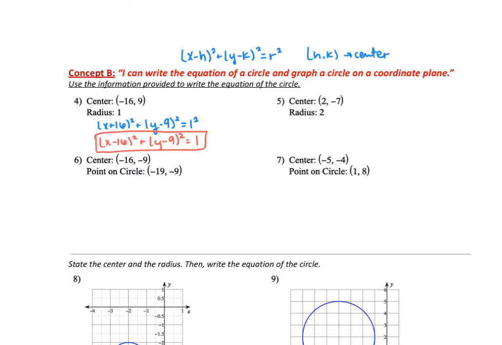All right, number 5, same thing. We're just going to plug in the center and the radius. So it's going to be x minus 2 squared, y plus 7 squared, because the sign switch, equals 2 squared. So that's going to be x minus 2 squared plus y plus 7 squared equals 4.